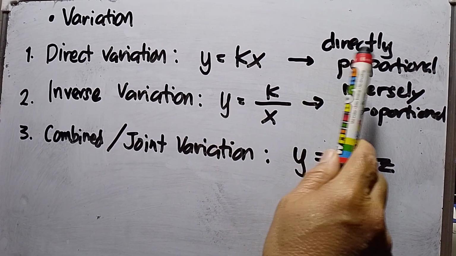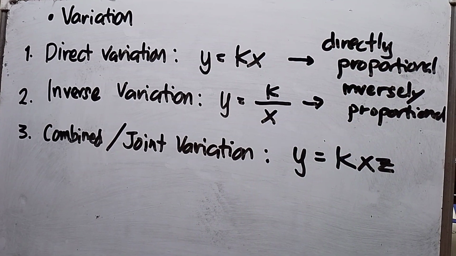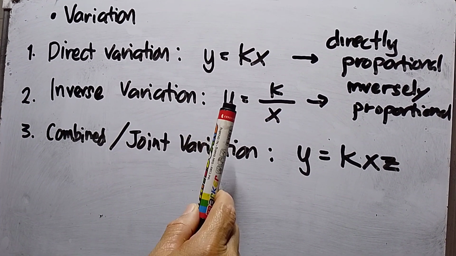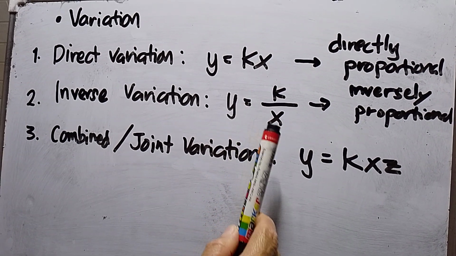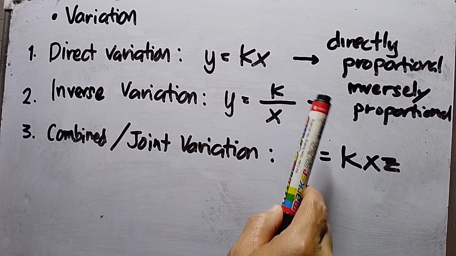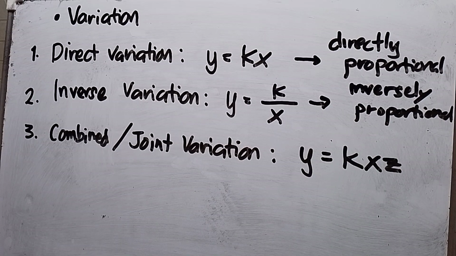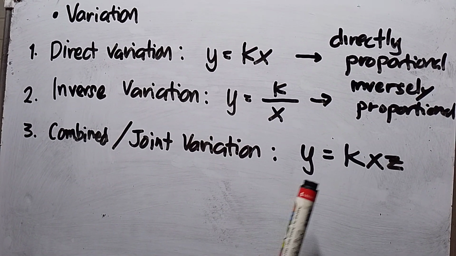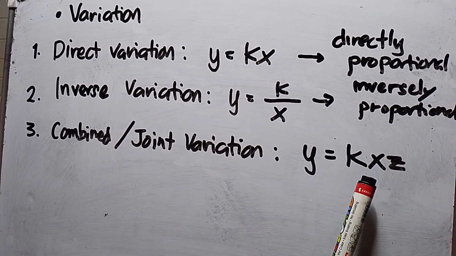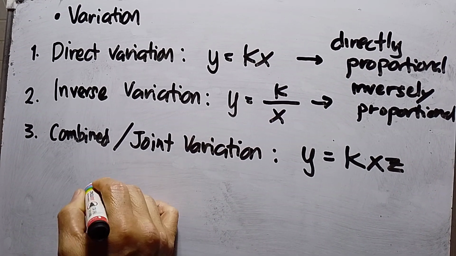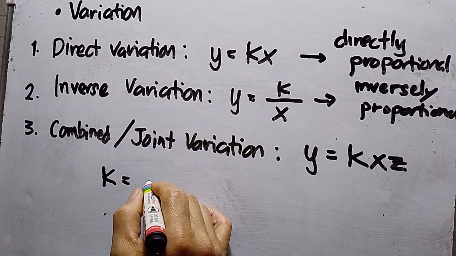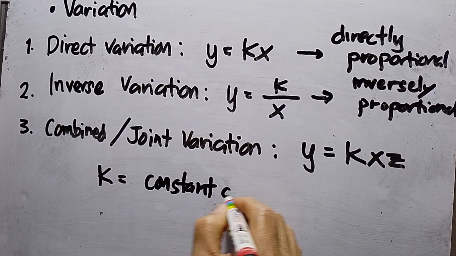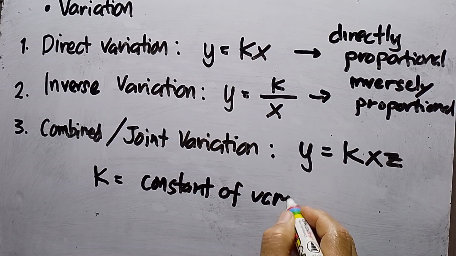In other words, we say this one as directly proportional. Then number 2 is the inverse variation. Y is equal to k over x. And we say this is inversely proportional. And the last is combined or joint variation. Y is equal to k times x times z, where k is our constant of variation.